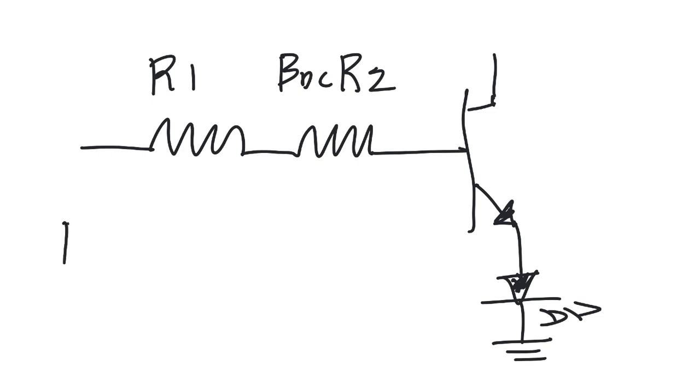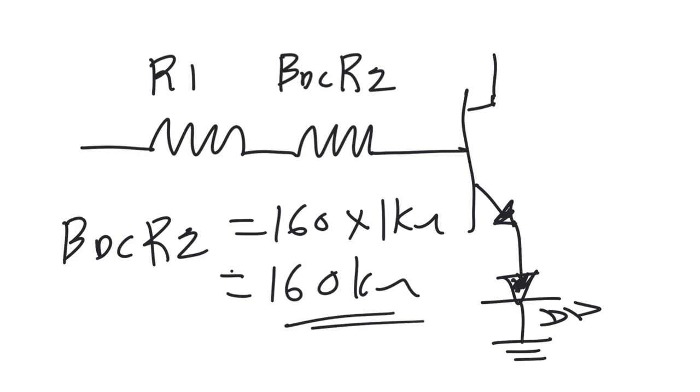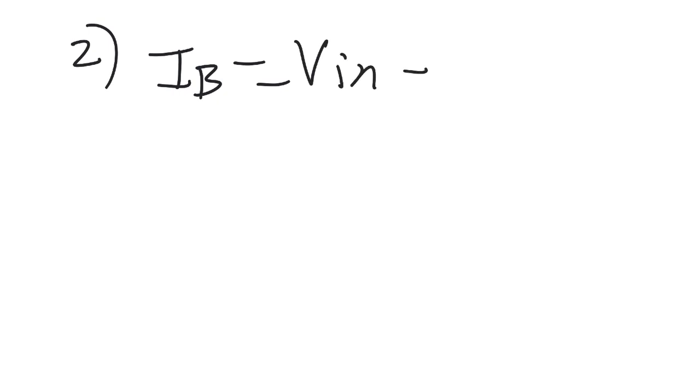Okay, so beta DC R2 equals 160 times the 1K equals 160 K ohms. Okay, so now we can say base current IB equals VN minus VBE. Okay, that's the base to emitter loop.